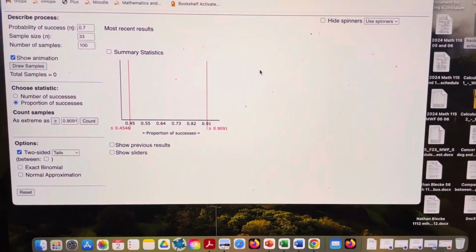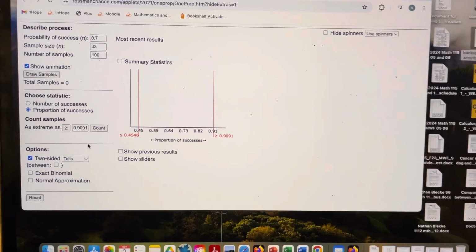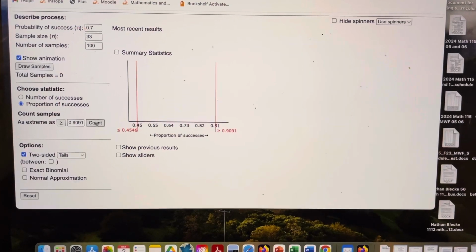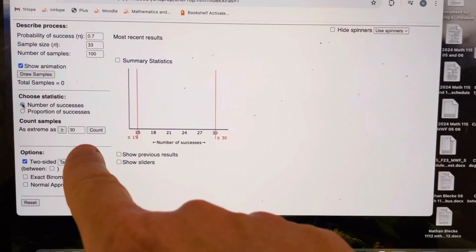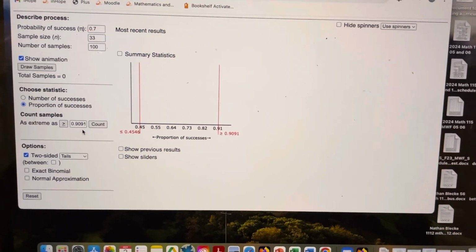we're going to do simulations for it, and we're going to do the one where we have the 30 out of 33 for p hat. So I'm putting the 30 out of 33 here. As a number of successes, I have 30 there, and then as the proportion of successes, I have 0.9091.